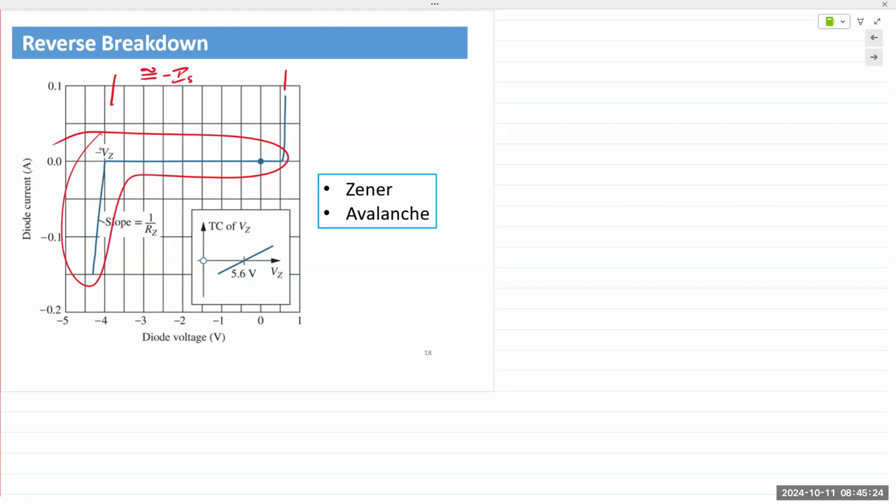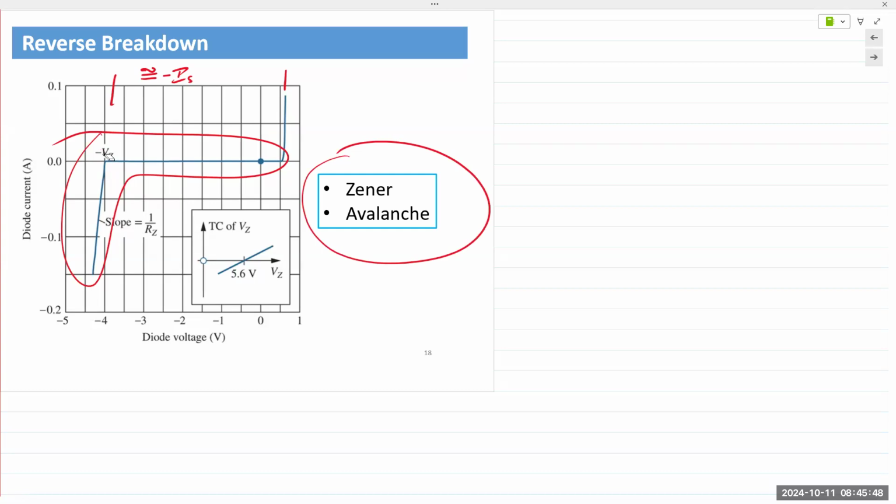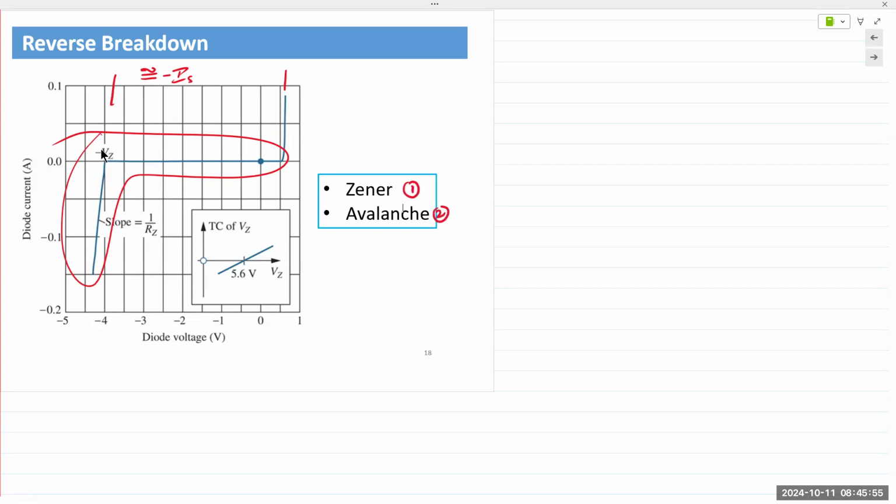But after one particular voltage or one particular threshold in the reverse bias region, a breakdown of the junction occurs and a huge amount of carriers just cross over in the opposite direction. And that mechanism by which the breakdown occurs is known as Zener and avalanche. There are actually two kinds of mechanisms, okay? So Zener is one and avalanche is the other, okay?